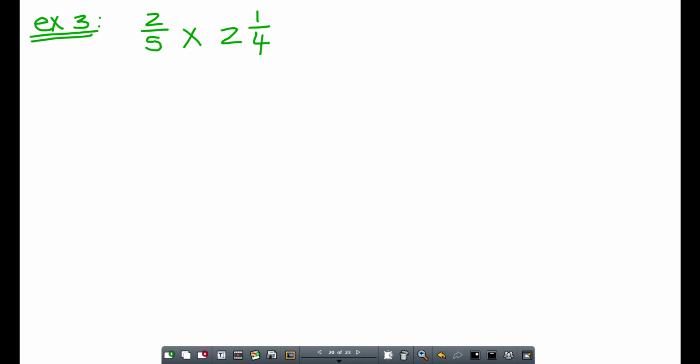Right. Quickly try example 3 on your own. What am I going to do here when I have a mixed number? Now we have to make it an improper fraction first. Okay?